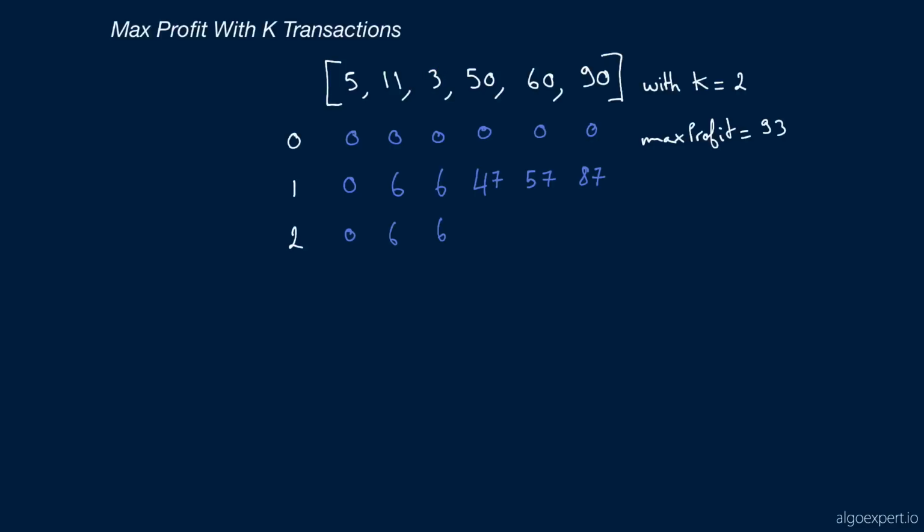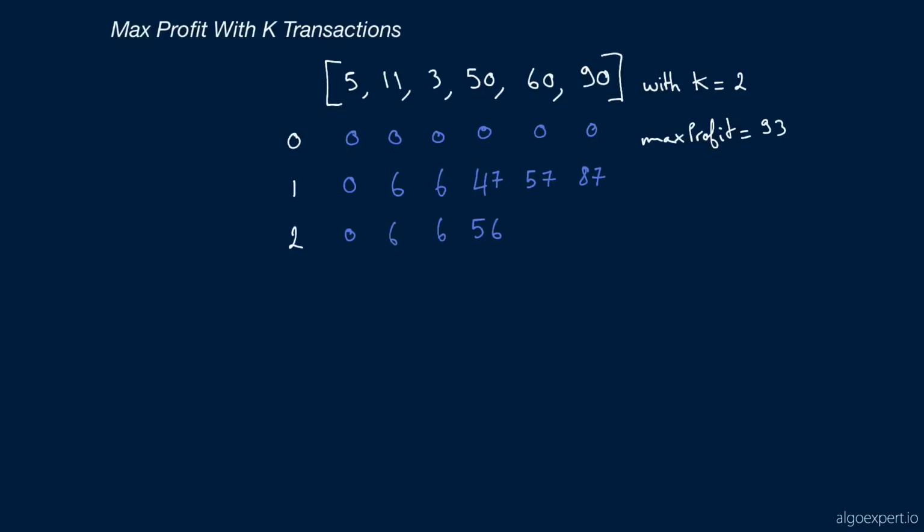Remember, we can only hold one share at a time, so if we buy a stock at 5 and we want to buy another at 3, we have to sell the stock that we bought at 5 before, so at 11. So here, we're going to make a total profit of 47 plus 6, which is going to be 53.